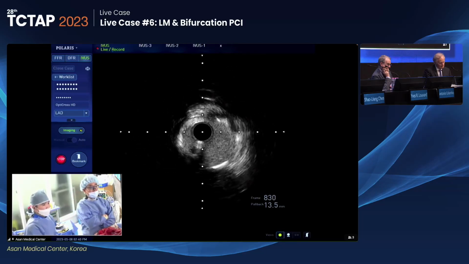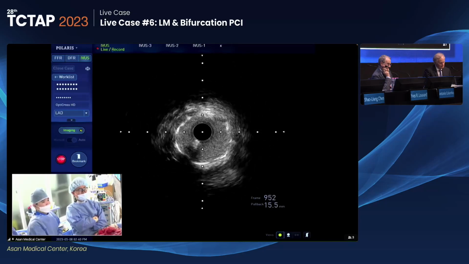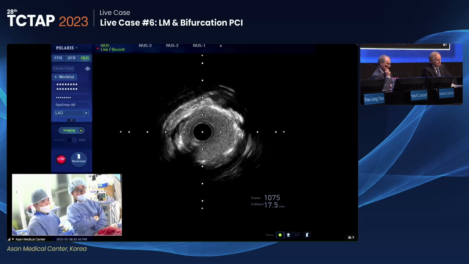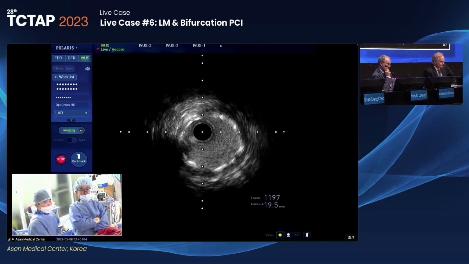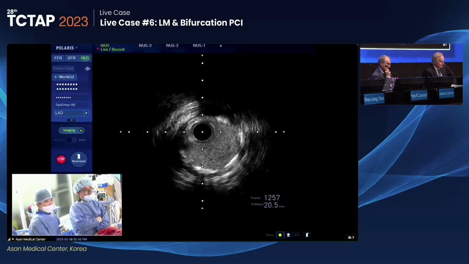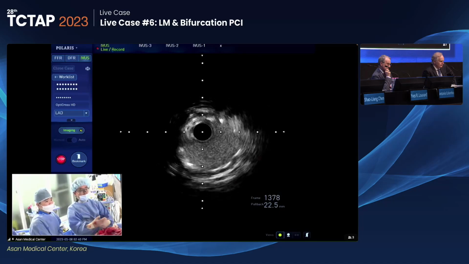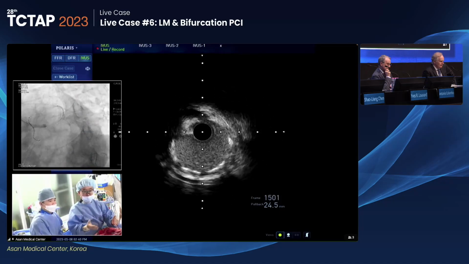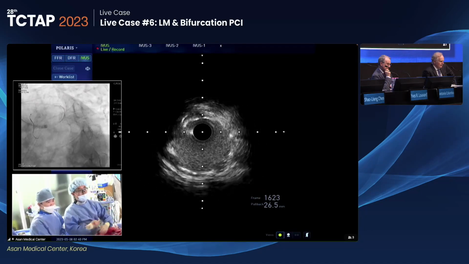Here it is expanded well. There is no underexpansion area. We fully expanded over here using a 3.0 and 3.5 NC balloon sequentially. During the procedure, some ECG changes occurred. We could not see them at the time. So what is the ECG change region? It doesn't matter. Absolutely, yes.